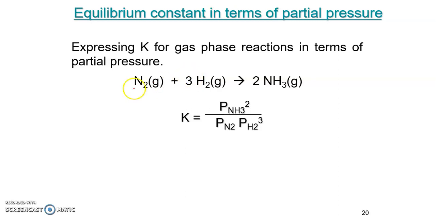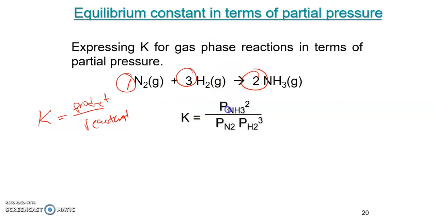First we need to see the coefficient of each species here. The coefficient of this one is 1. To find K again, the idea is a product over a reactant, and in this case it should be the partial pressure of our product. Here we have ammonia as our product, so the partial pressure of ammonia squared, because we have a 2 here as our coefficient, divided by the partial pressure of the reactants.